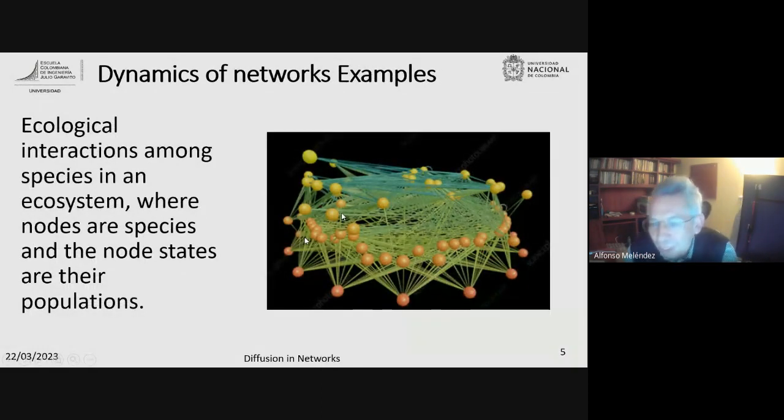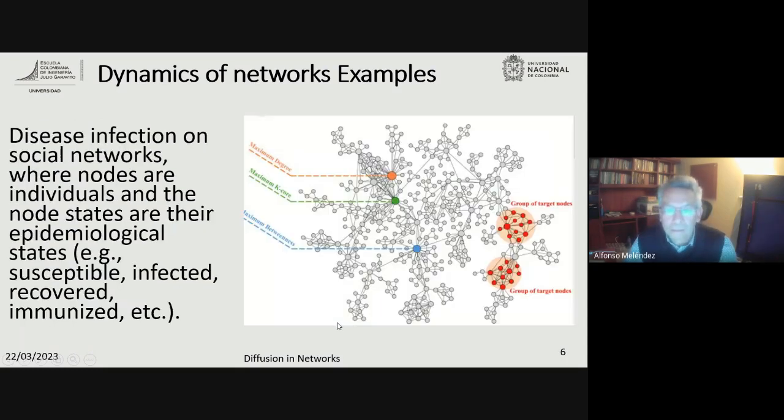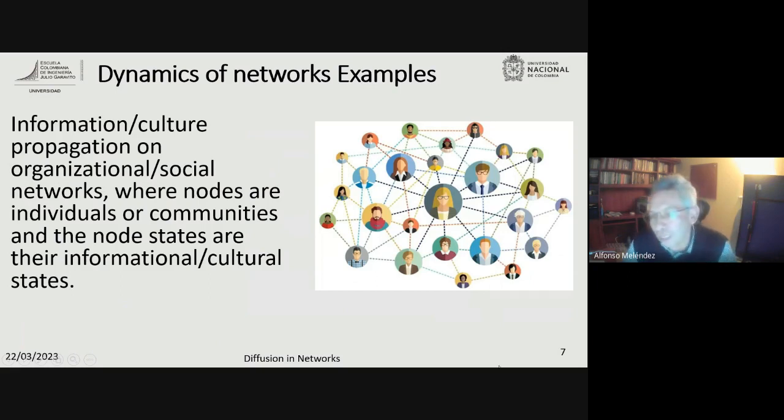A very dynamic network that is studied by biologists, by ecologists. We have seen this network before. It's a network of ecological interactions between species, predator-prey, okay? Diseases: this is the most important and the biggest area of research. Diseases. Social networks also.